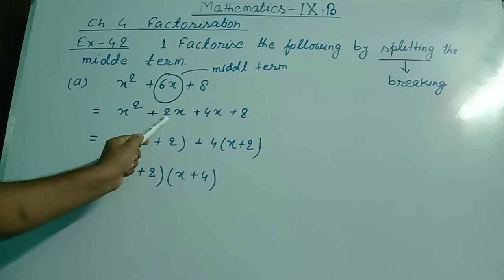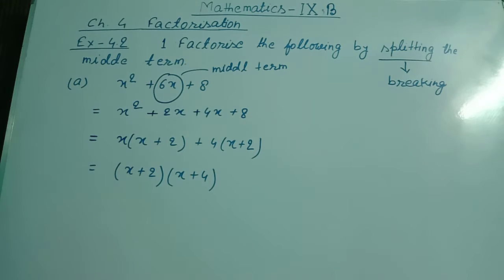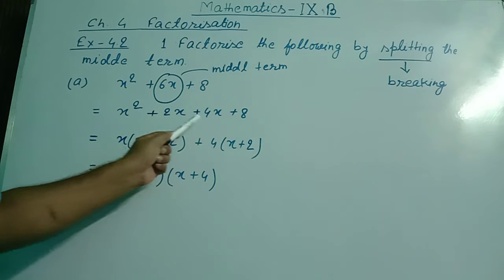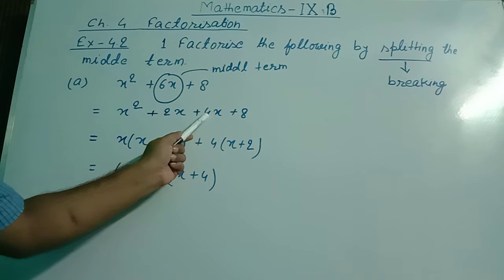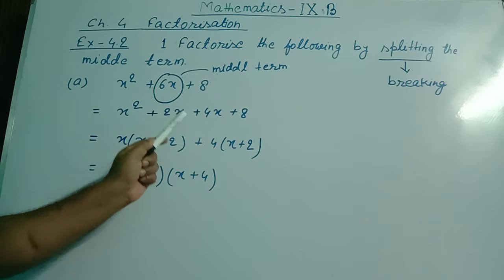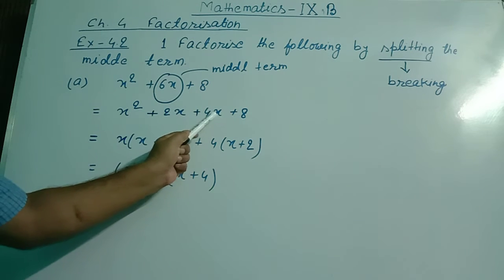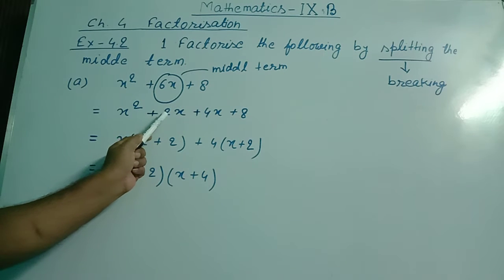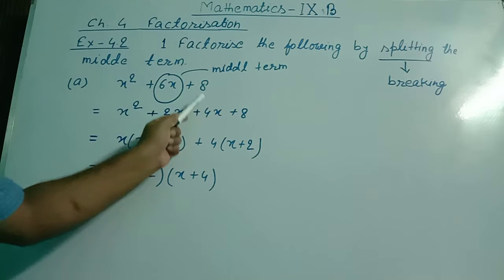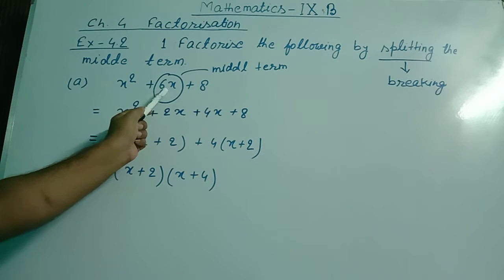6x is split as plus 2x plus 4x, so that the addition is 6x, and the multiplication of the coefficient of this x and this x should be equal to 8. Here the coefficient of x is 4 and the coefficient of this x is 2. Multiplication of 2 and 4 is equal to 8. So in this way we should split the middle term.